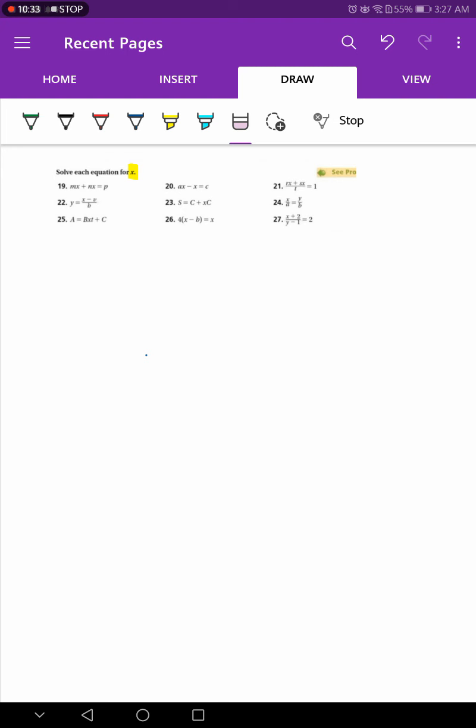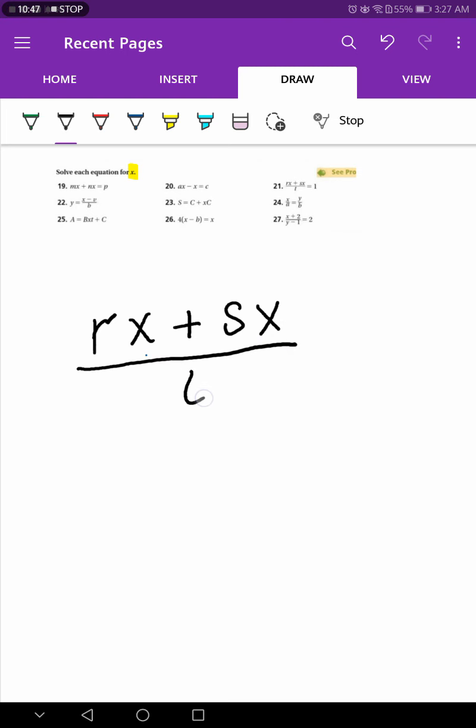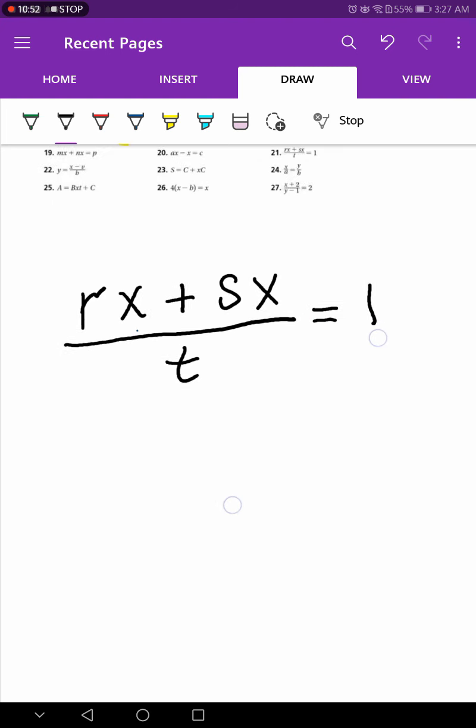I will take 21. It is r x plus s x over t equal 1. Great.